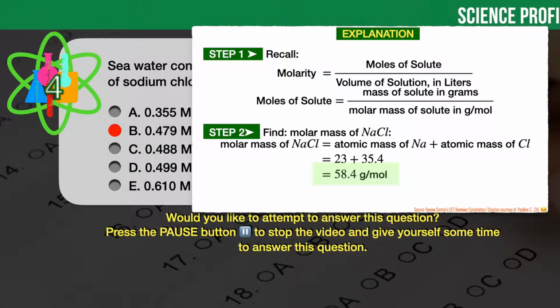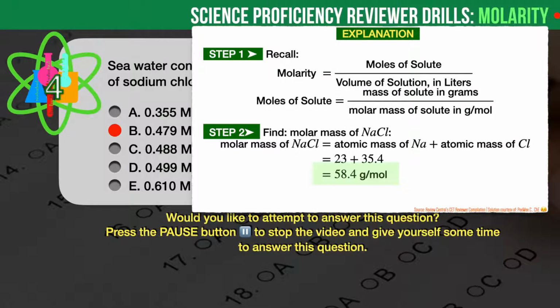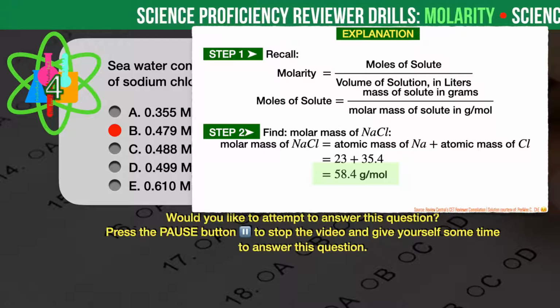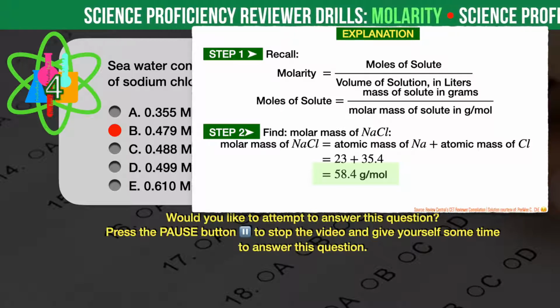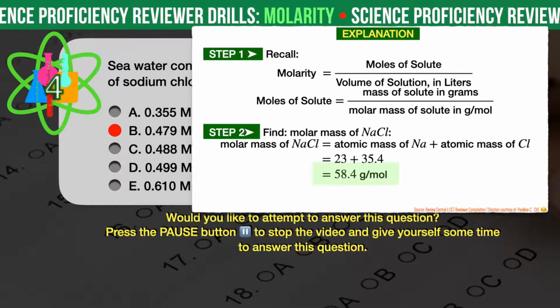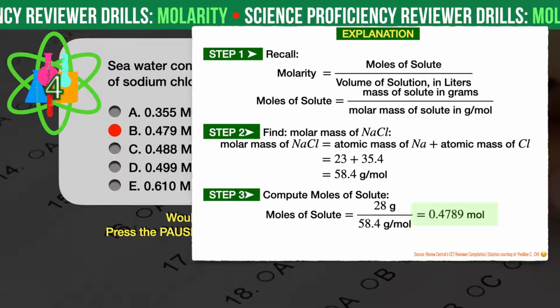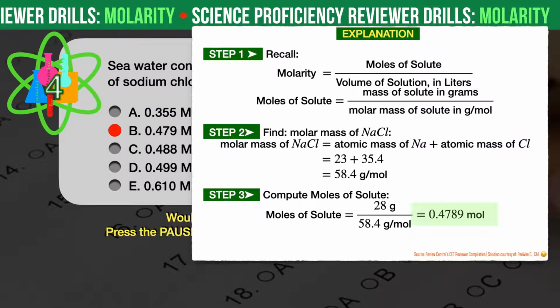To get the moles of solute, we need to first find the molar mass of sodium chloride. The atomic mass of sodium is 22.989769. We can round it up to 23. The atomic mass of chlorine is 35.453. We can round it off to 35.4. From here we simply compute the molar mass of sodium chloride and arrive at 58.4.